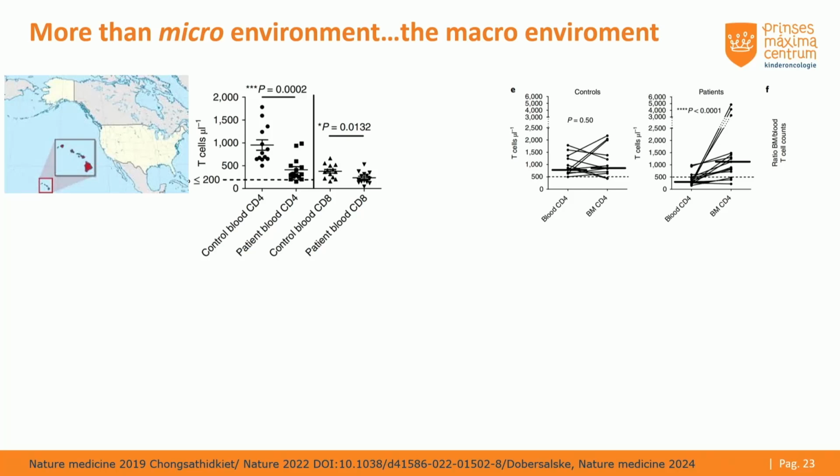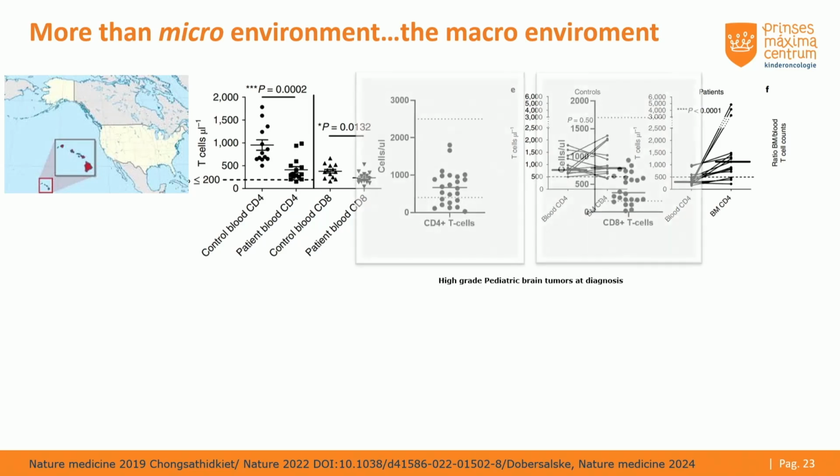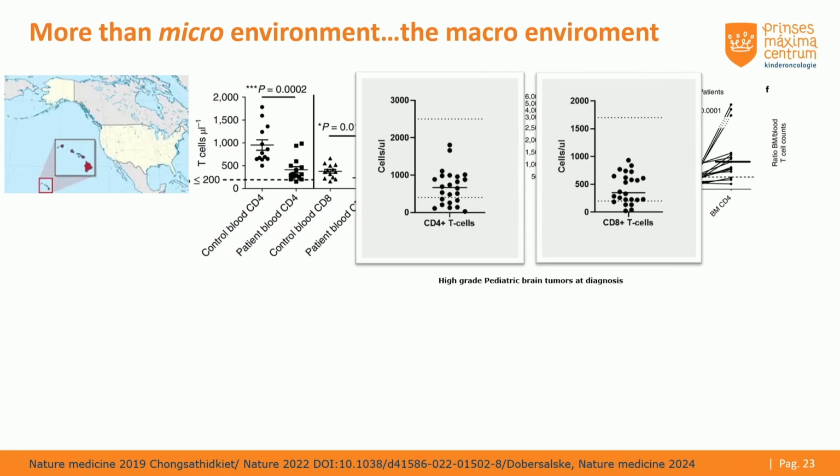In the blood they are low, but in the bone marrow you see a rather high CD4 count, and for controls you don't see this. We have looked in our population as well, and you also see quite a low amount of CD4 cells in our population, but it is not only DMGs, this is also other types of cells.